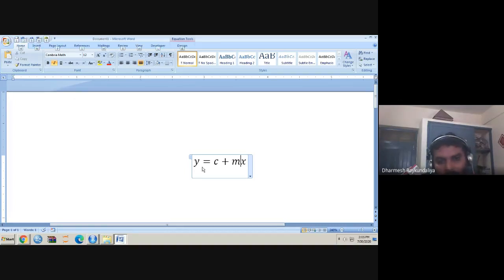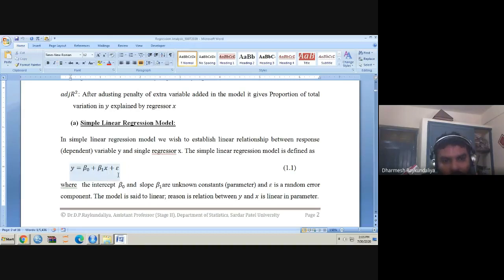But in a statistical model, if we add the epsilon term to the mathematical equation of line, then it becomes a statistical model, and it is known as a simple regression model, or linear regression model.